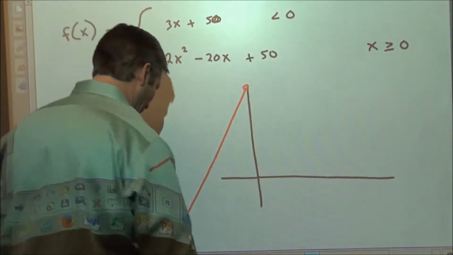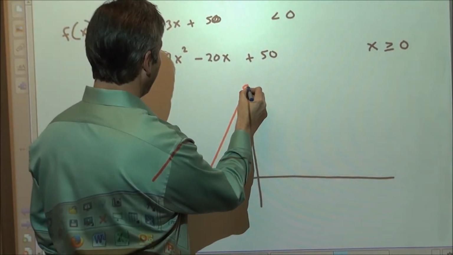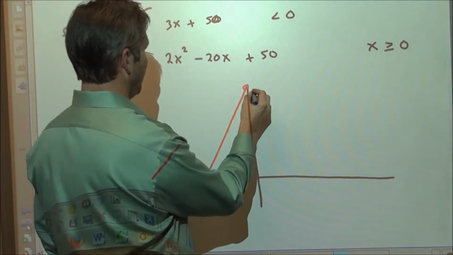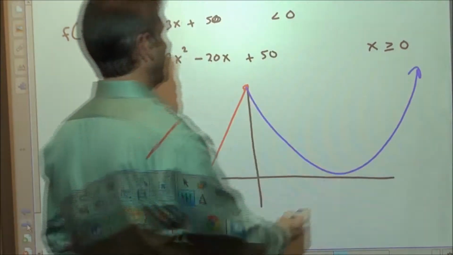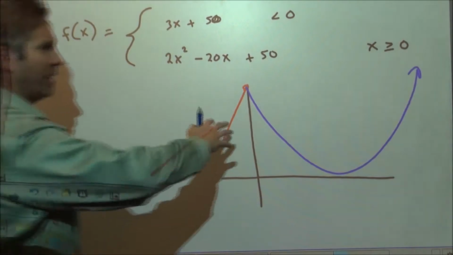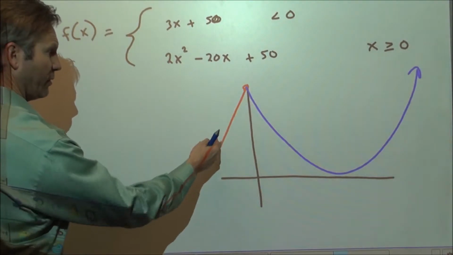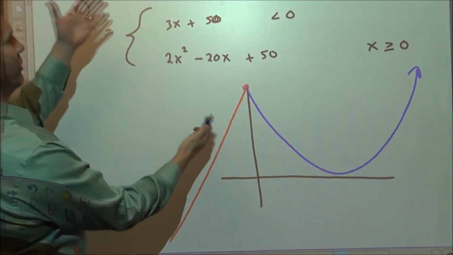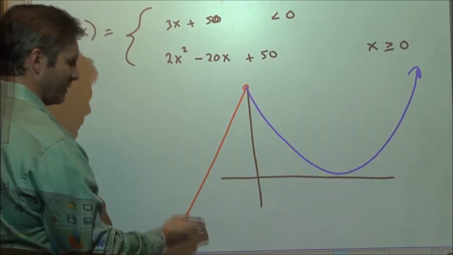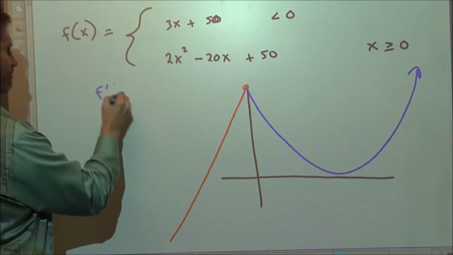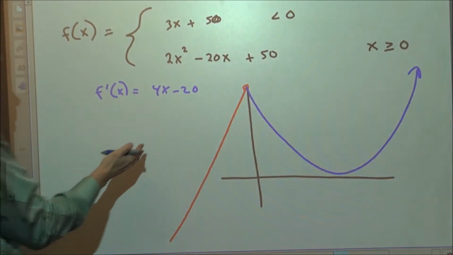Then we hop on this parabola, and this parabola would go down this way, and all right, so this guy would go down here and do something like this right here. And all right, so we'd have that piece to it as well. So if we wanted to find a formula for the derivative of this, the derivative of this guy would be 3. That means the slope is 3. Now the derivative of this would be 4x minus 20.